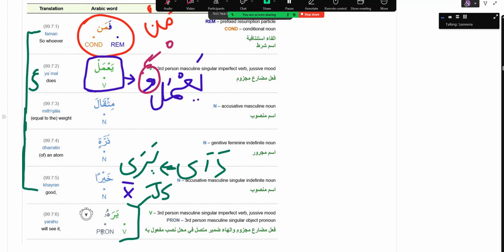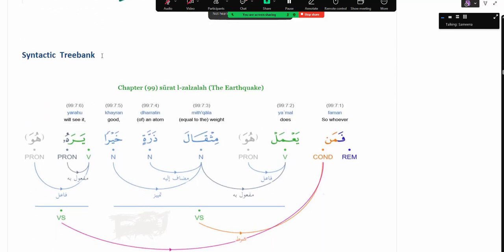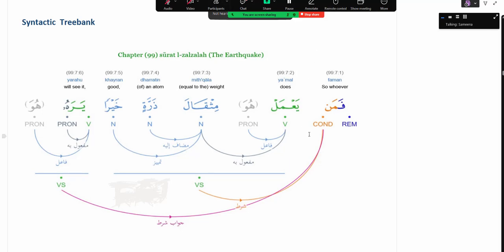And which is the conditional article in this example? Man. Okay, and what is it doing to the mudari after it? Majzoom, right? So what type does it belong to? The man, the condition article, jazim or gairu jazim? Jazim, very good. So because this makes the mudari after it majzoom, that's why it's a jazim conditional article. And this is the syntactic tree bank. فَمَنْ يَعْمَلْ, whoever does equal to the weight of an atom good will see it. So this is shart, the whole thing up to khairan, and then from here it's jawab shart.